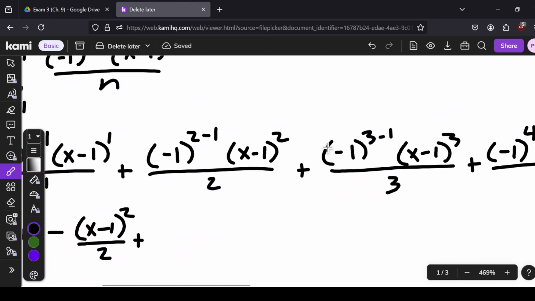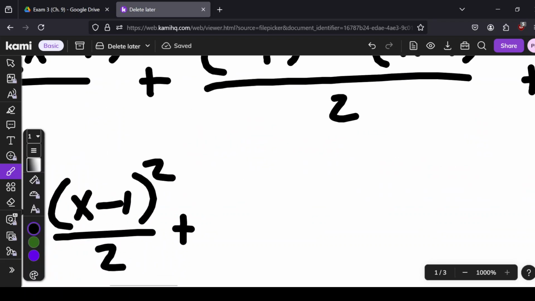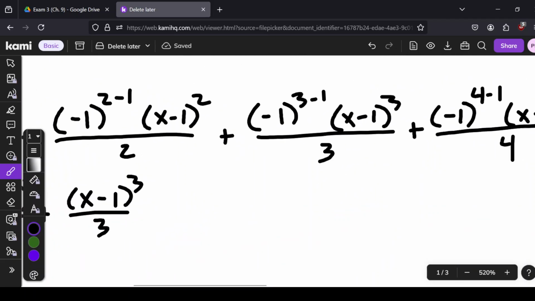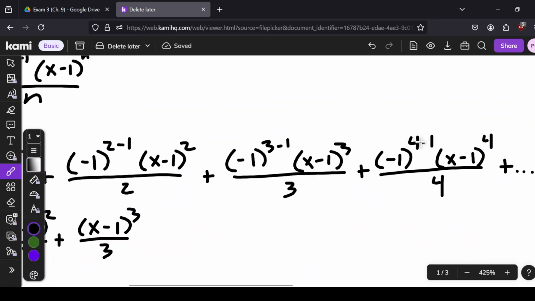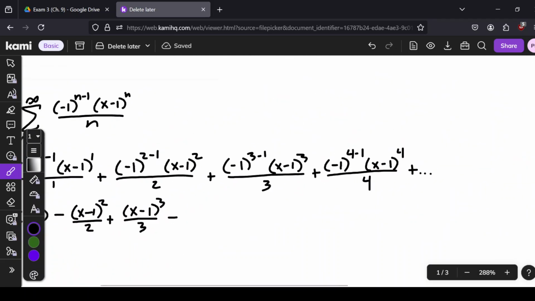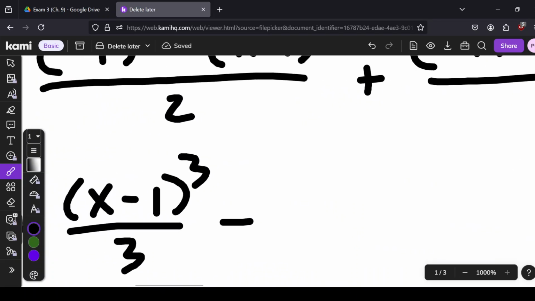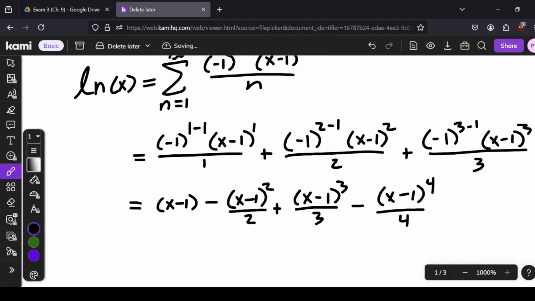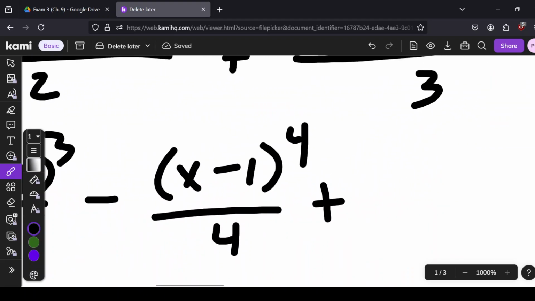plus, 3 minus 1 is 2, -1 squared is positive 1, plus x minus 1 cubed over 3. 4 minus 1 is 3. -1 cubed is -1. Put a negative. And just write that down. X minus 1 to the 4th, over 4. Plus dot dot dot.